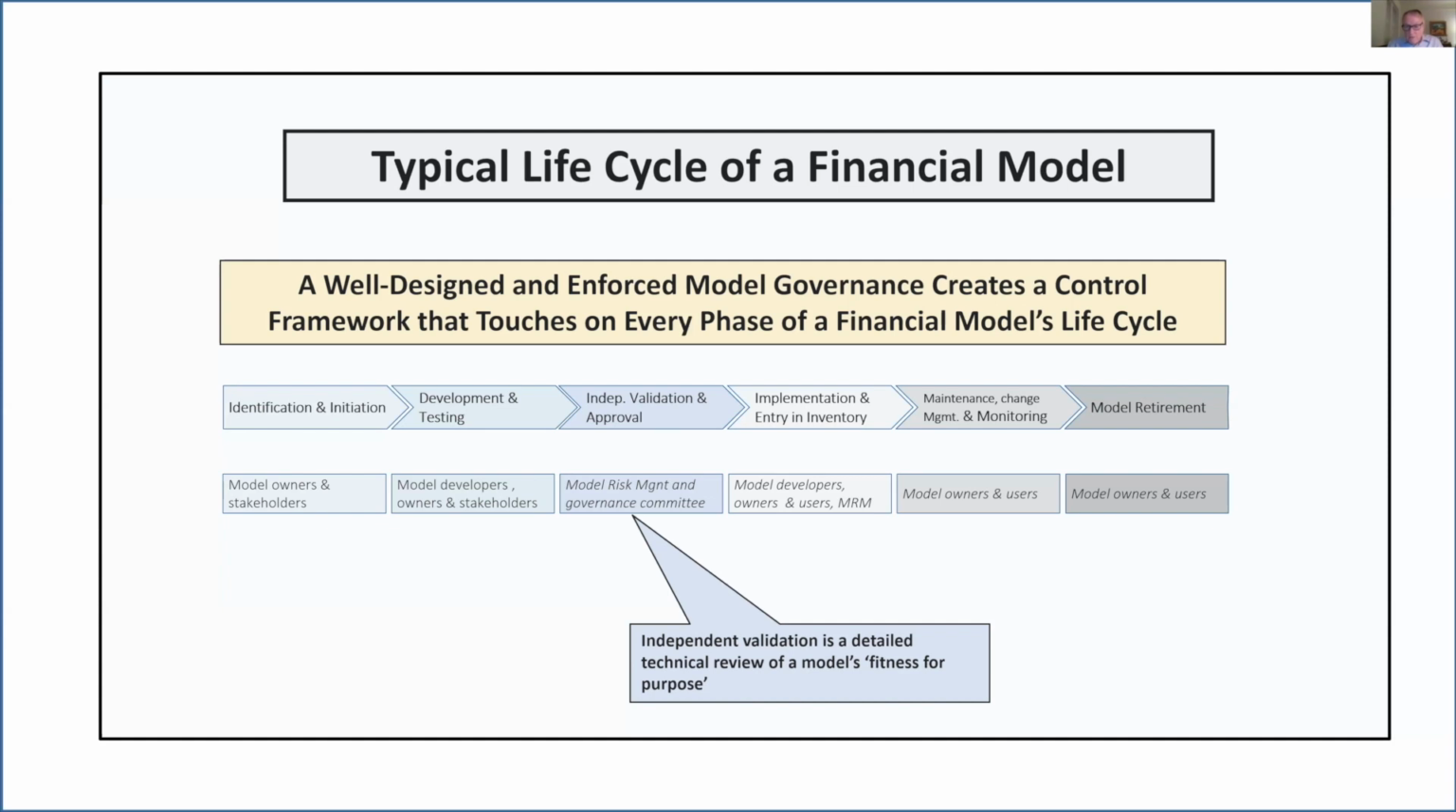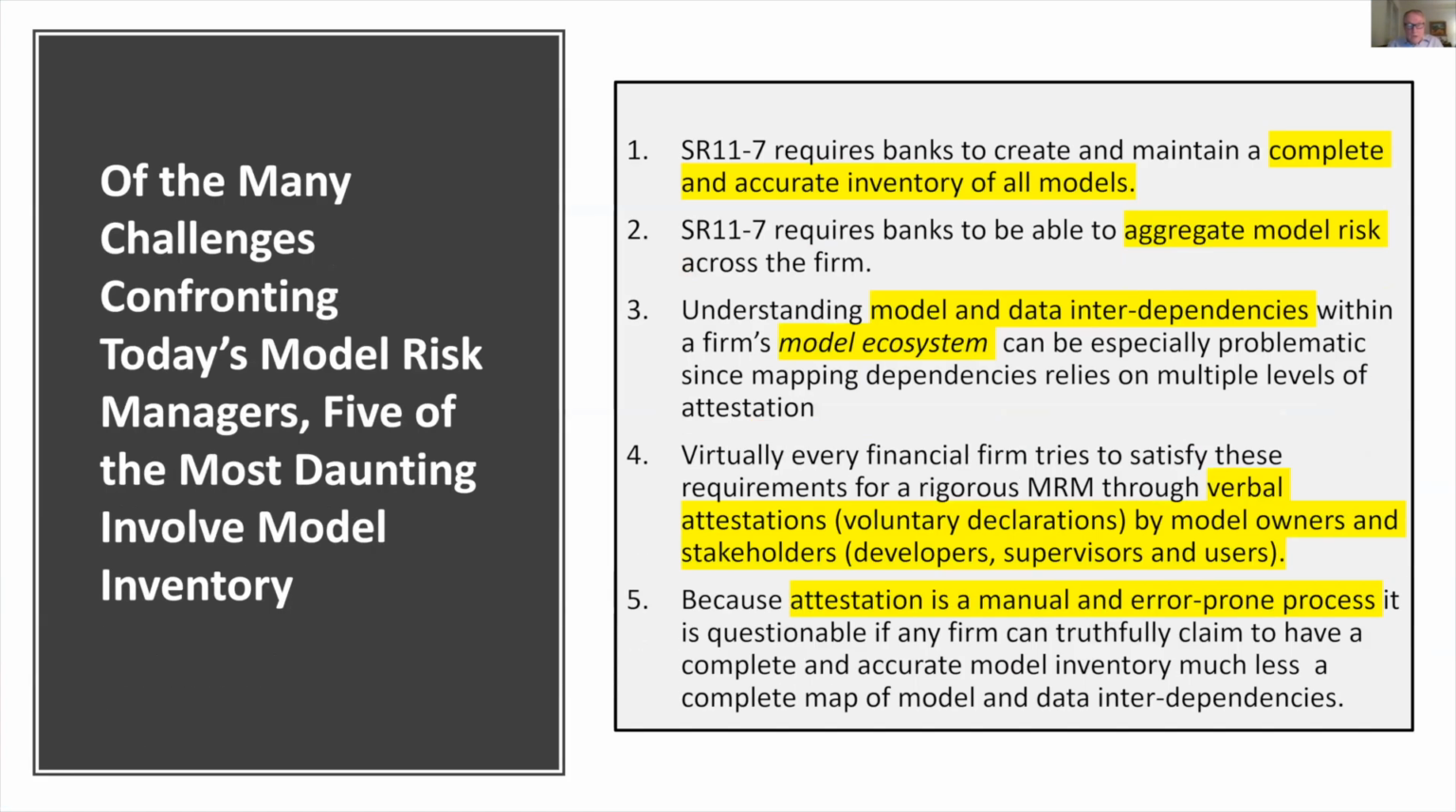And finally, models eventually get retired. Almost all models have a lifespan. They become obsolete, or the data is no longer available, or for various reasons, they end up being retired. Now, a well-designed and enforced model governance will create a control framework that covers every one of these phases of a financial model's life cycle. Now, I'm going to list here what I consider to be 5 of the most daunting challenges facing today's model risk managers that involve inventory.